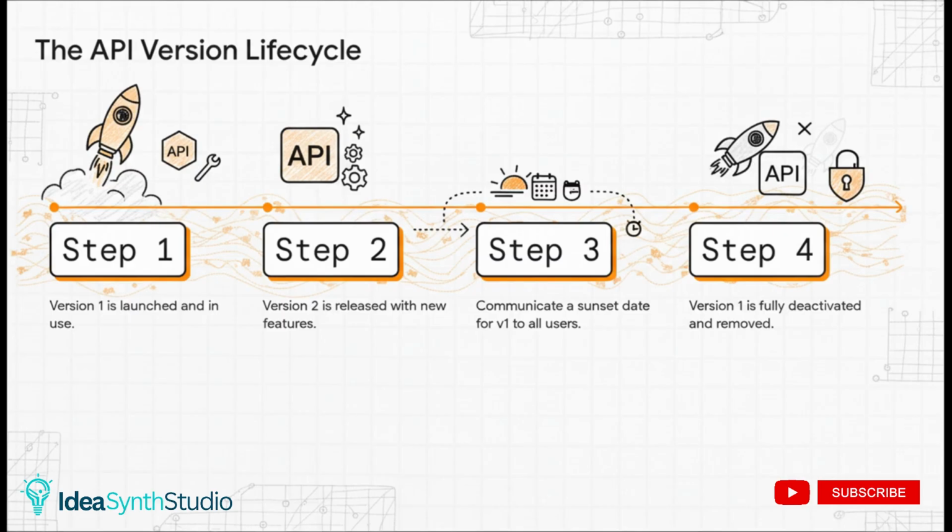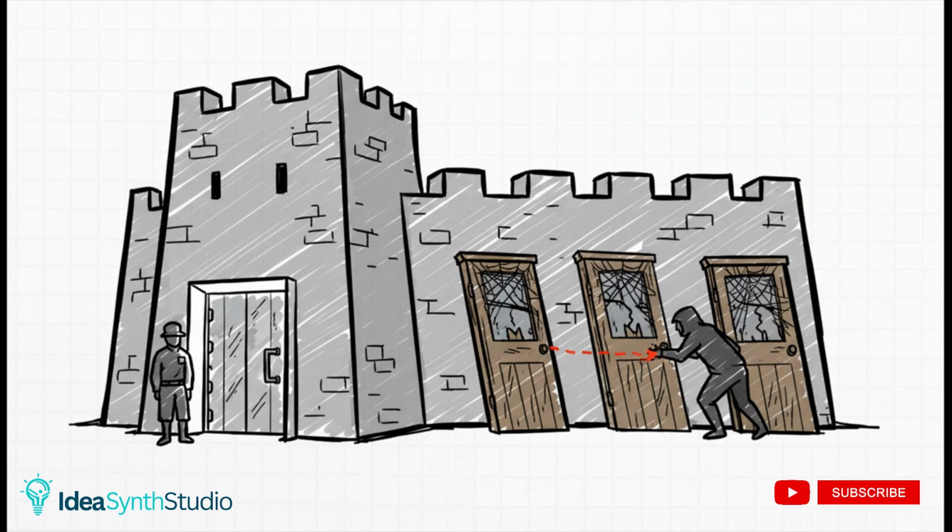But here's the thing, you can't just flip a switch and turn off V1. You have to communicate what's called a sunset date, which gives all your users plenty of time to switch over before you finally deactivate it for good. So why is this so critical? Well, because old, unmaintained versions of an API are a massive security risk.